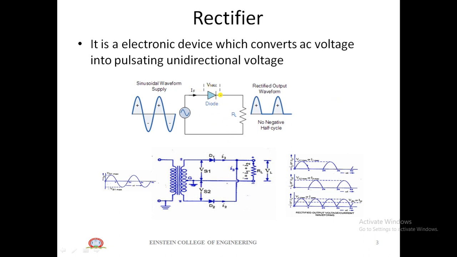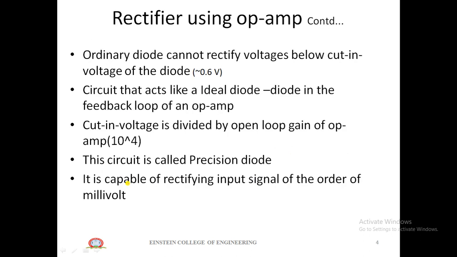In half wave rectifier there will be one diode which can rectify only one half cycle of the input signal. In full wave rectifier, there will be two diodes and this will rectify both the positive and negative half cycle of the input signal. Now we are going to see why we are using rectifier and operational amplifier.